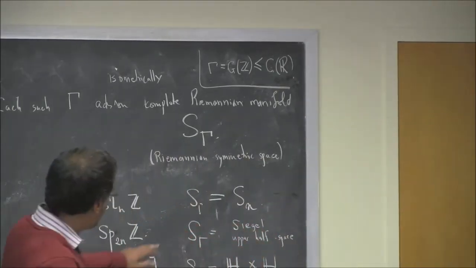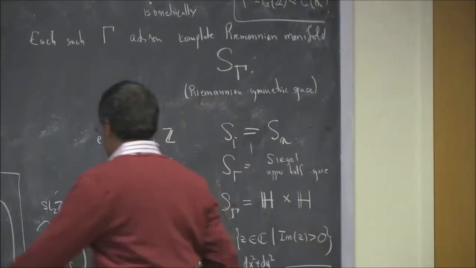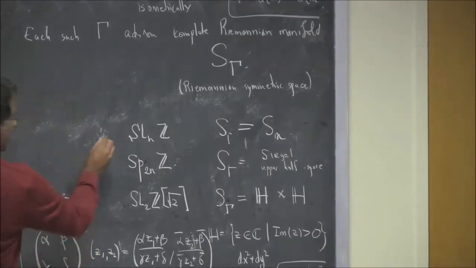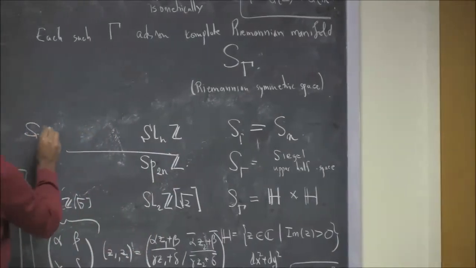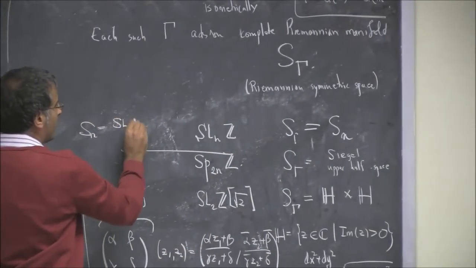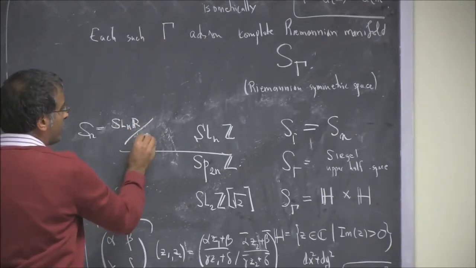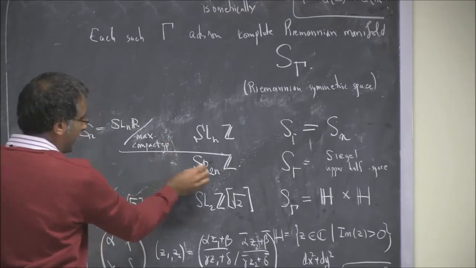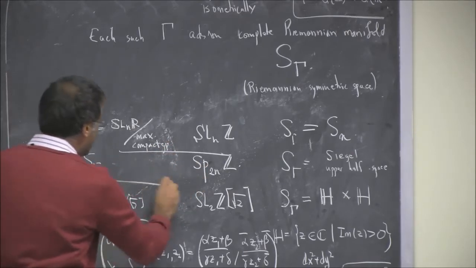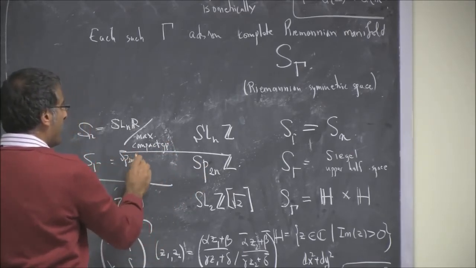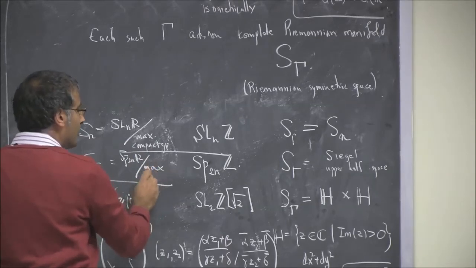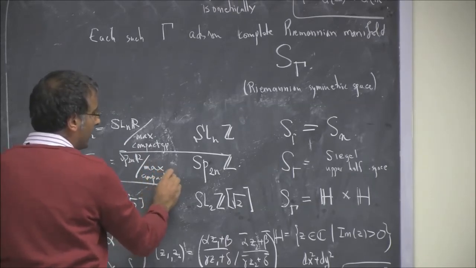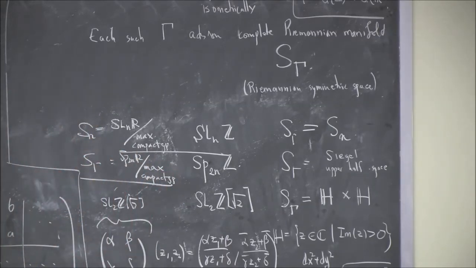So in this case here, this Sn, you can identify it with a quotient of SLN R by its maximal compact subgroup, which happens to be SON. And similarly here, the S gamma in this case is SP2NR modulo its maximal compact subgroup, which happens to be the unitary group, and so on. Is that okay?